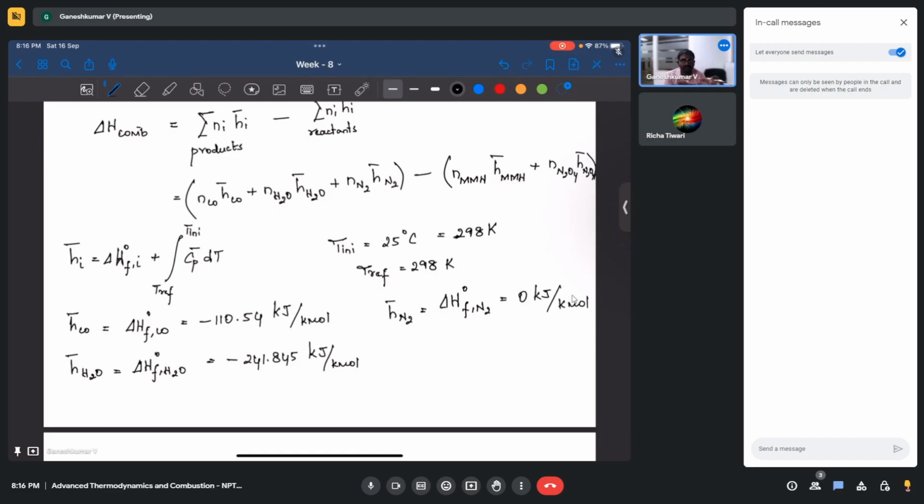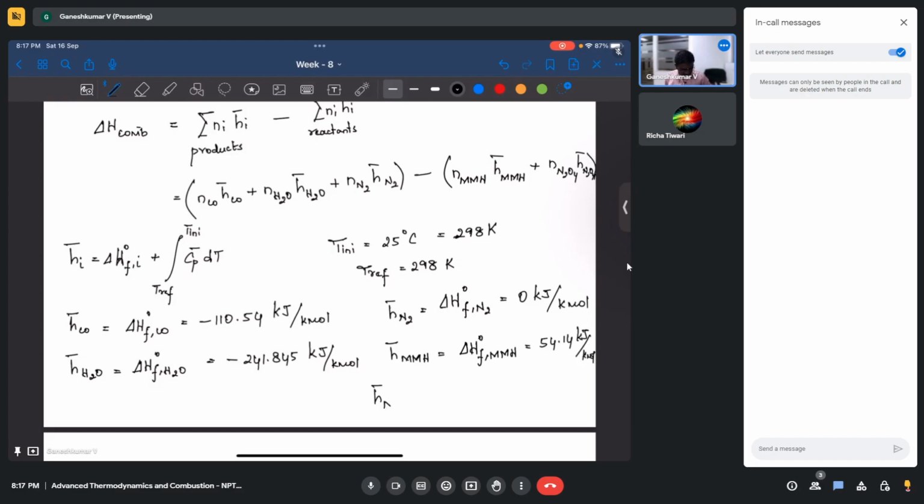Only elements in their naturally occurring state at 298 Kelvin and 1 bar pressure are going to have a formation enthalpy of zero. In that case, H of N2 is going to be zero. And I also have MMH, which is going to have a delta H formation of MMH. I have the data for that. It's going to be 54.14 kilojoules per kilomole.